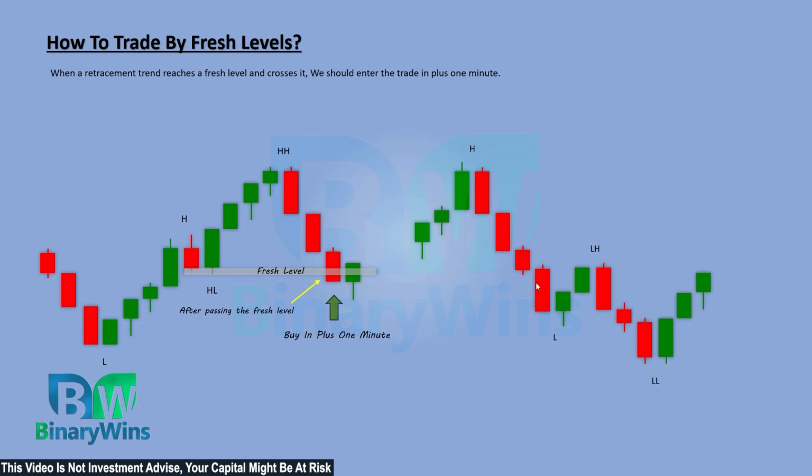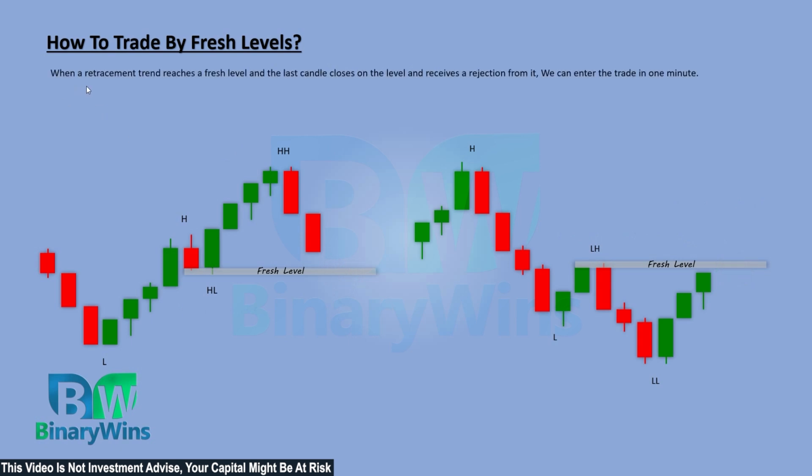We have confirmations of the downward trend. So this is our fresh level. When the next candle crosses the highest shadow in the fresh level, we will enter a sell position in plus 1 minute time, and our trade will be closed on the close price of the next candle. This means we will enter the trade here and our position will be closed at this point.